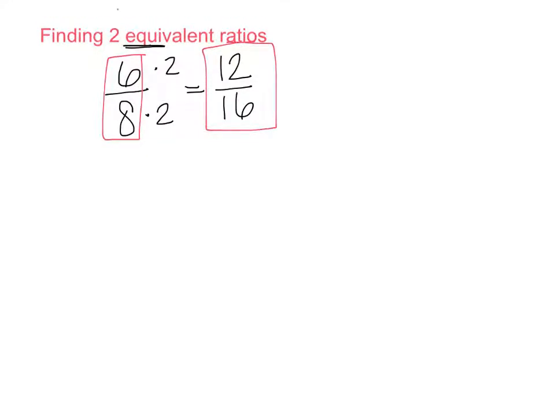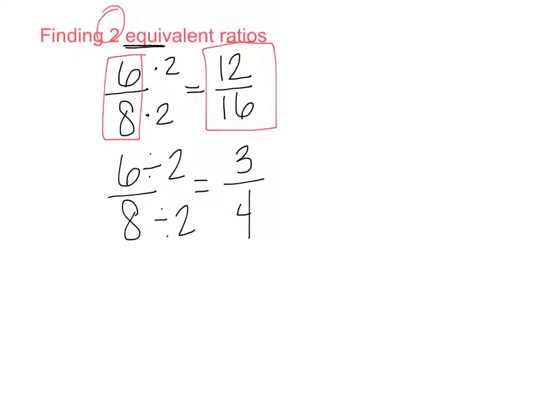But it's asking us to find 2. So if I go 6 over 8 again, instead of multiplying, we can also divide. These both can be divided by 2. So 6 divided by 2 is 3, 8 divided by 2 is 4. So 3/4 is also equivalent to 6/8 and also to 12/16.